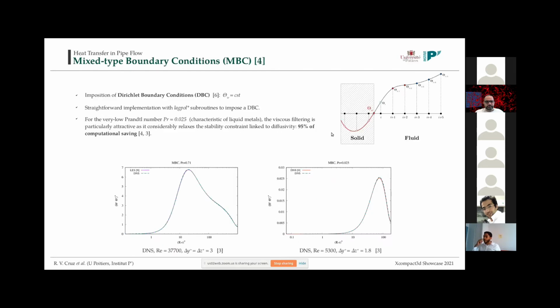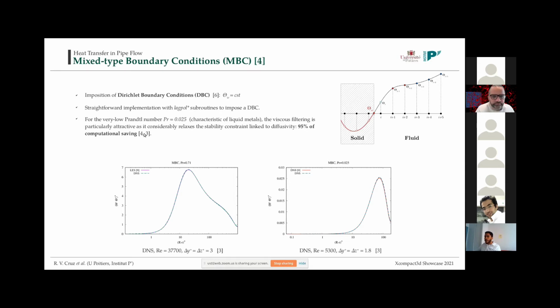We'll move now to our results concerning the heat transfer. We start with the mixed type boundary conditions, which consists in simply imposing a Dirichlet boundary condition. It is a fixed value at the wall, and this is done straightforwardly with the Lagrange polynomial subroutine, so no extra numerical development was implied here.